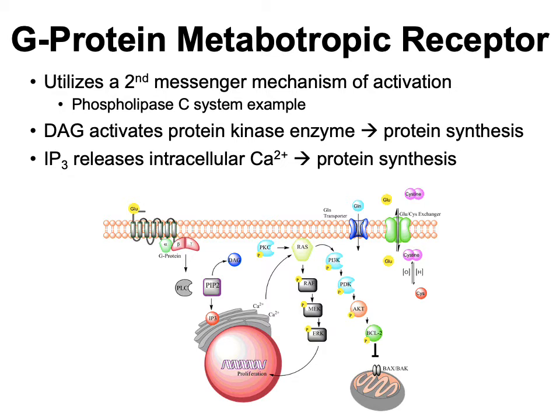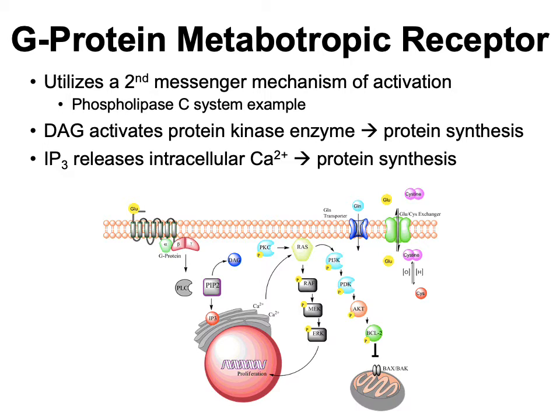The G protein metabotropic receptor of glutamate will utilize the second messenger system of activation. This example is of the phospholipase C example. What happens is when glutamate binds with that 7-membrane transmembrane protein that you see on the left, it's kind of gray and it goes in and out of the membrane. When glutamate binds to that, it activates the G protein that's attached to it. When G protein is activated, it gets phosphorylated and it'll change a GDP for GTP.